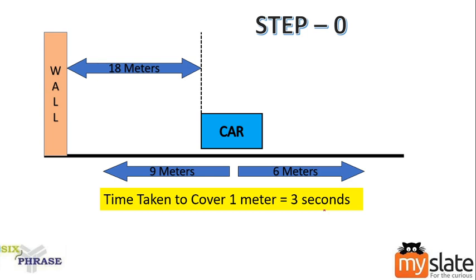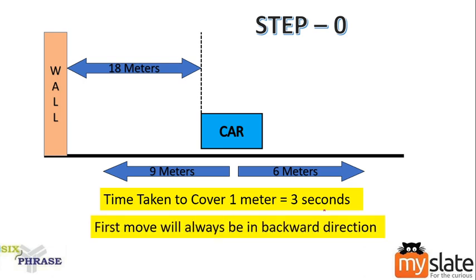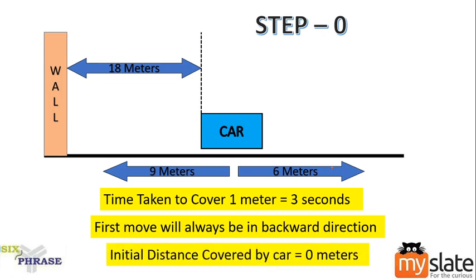So recollect the points we read in the question. The first movement will be in backward direction. After moving in backward direction, it will move in forward direction. And what else? Initial distance covered by the car. Initially, the car is at rest, so the initial distance covered will be 0 meters. It hasn't moved at all. This is the initial setup, which I call step 0. I haven't started the process. I'm just representing the initial data.